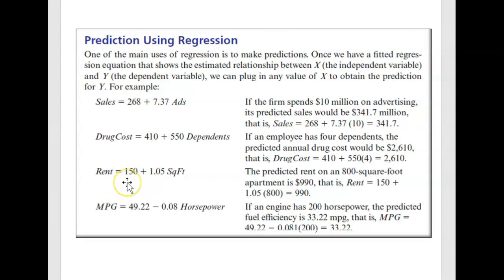Okay, and these models can also be used to make predictions. So if you take any value for advertising, in this case 10 million, and multiply that by 7.37, you get a prediction of about $342 million. So regression models can be very useful in terms of making forecasts or other types of predictions that a business firm might be interested in.